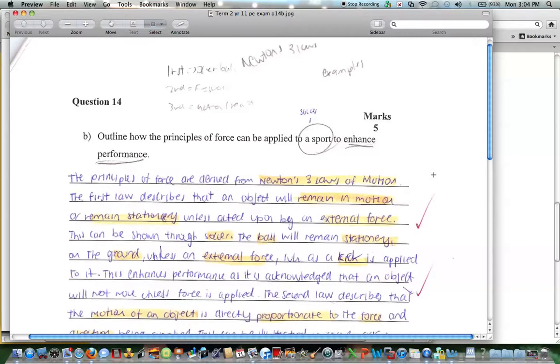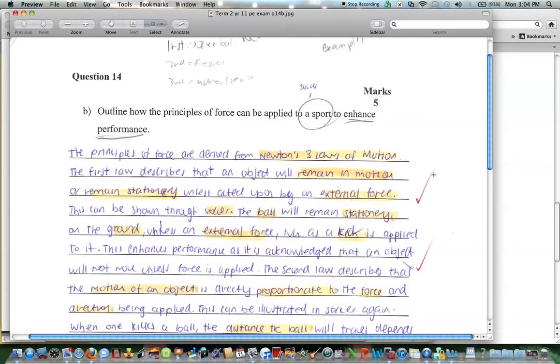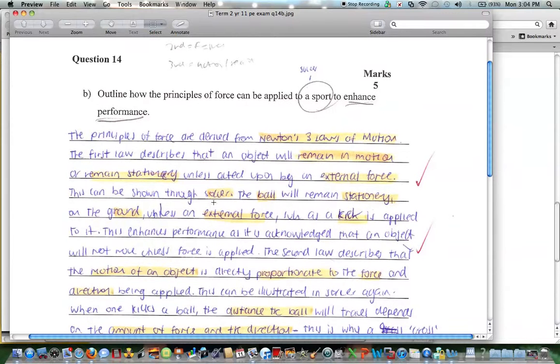So the student has gone through and said the principles of force are derived from Newton's 3 laws of motion. Straight away into the parts of the area we need, and it's highlighted. The first law describes that an object will remain in motion or remain stationary unless acted upon by an external force. So he definitely has an understanding of what the law is about. This can be shown through soccer, so there's his application to a sport. The ball will remain stationary on the ground unless an external force, such as a kick, is applied to it. Then the key part of this answer is that this enhances performance, as it is acknowledged that an object will not move unless force is applied. So he's come back to show how it's been applied, but also to enhance performance.